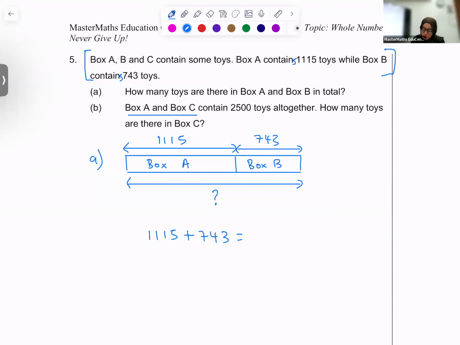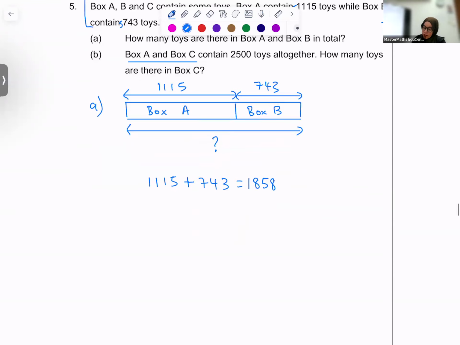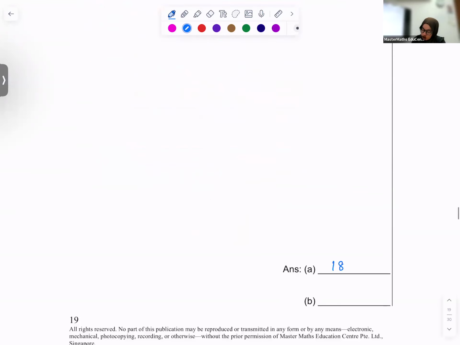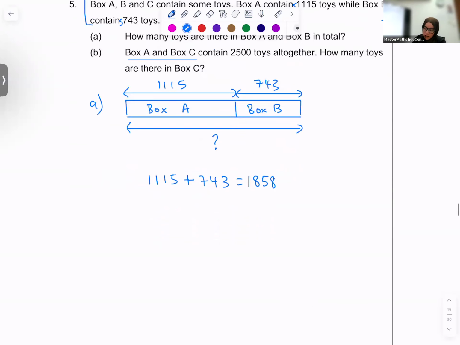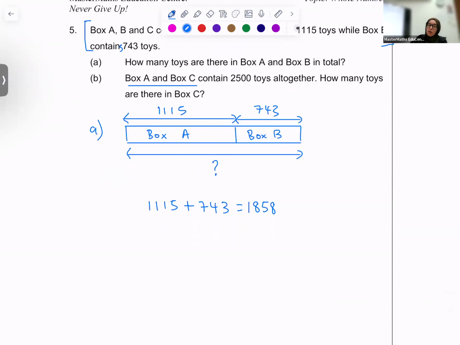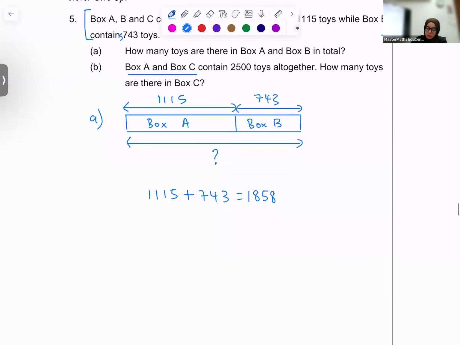1858. Very good. 1858. Everyone got that, yeah? Okay, so that's our first answer. All right, next, part B. Now, for your actual work in school, please write down your answer statement, okay? For now, in the interest of time, we're just going to continue with part B, all right?